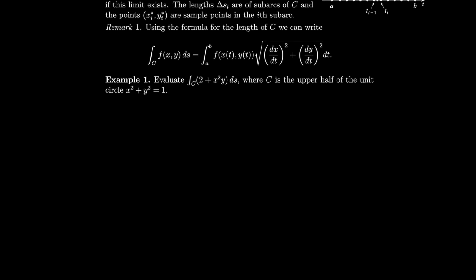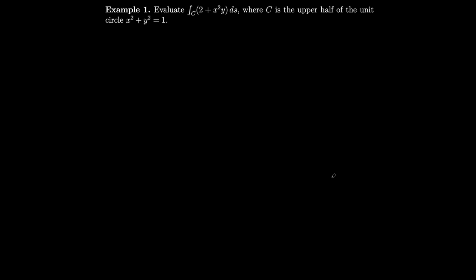As an example, how about we evaluate this line integral of 2 plus x squared y ds, where C is the upper half of the unit circle. Remember, we're not finding the area underneath the upper half of the unit circle. We are simply using the upper half of the unit circle as our curve that we're integrating over, and this is the function that we're integrating over that curve. I'm not actually going to draw that function, I'm just going to draw the curve. So I'm drawing this semicircle, and we just have to imagine that function floating above there somewhere.